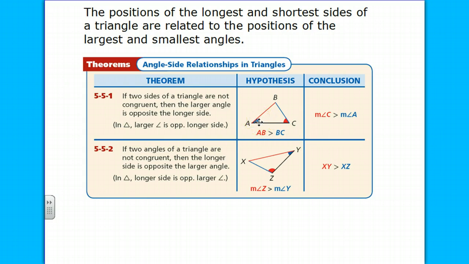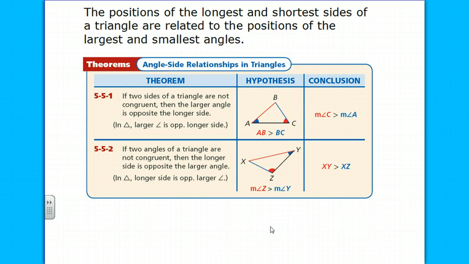Okay? And if two angles of a triangle are not congruent, then the longer side is opposite the larger angle. So if we know that angle Z has a larger measure, is greater than angle Y, then we know that the side opposite angle Z, XY, is greater than the side opposite angle Y, XZ. Okay, so you can see these are closely related.